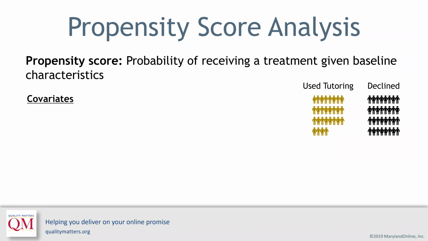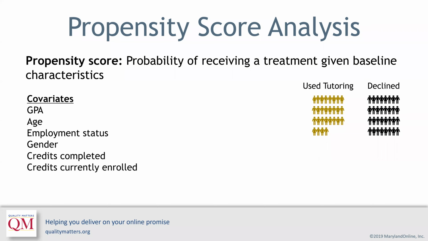In this example, possible covariates or variables that could impact our results could be GPA, age, employment status, gender, credits completed, credits currently enrolled in, and number of online courses completed. Essentially anything that someone could say likely or possibly impacted the students who ended up in each of the groups.